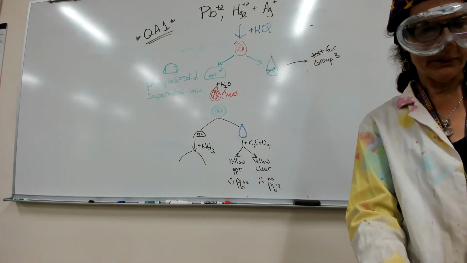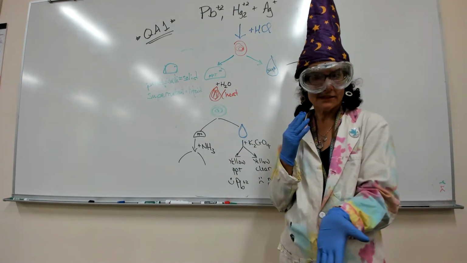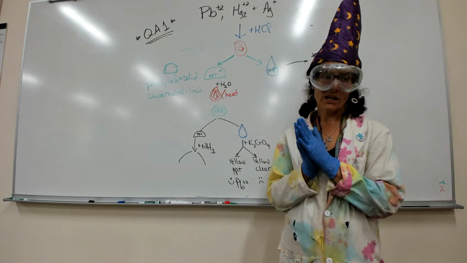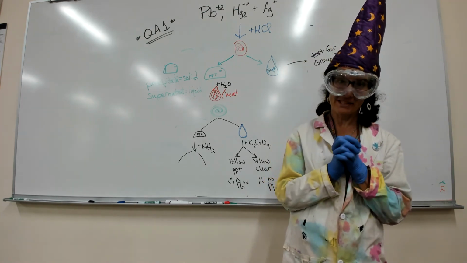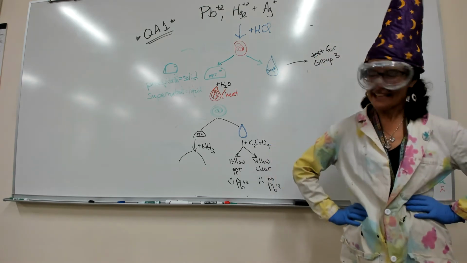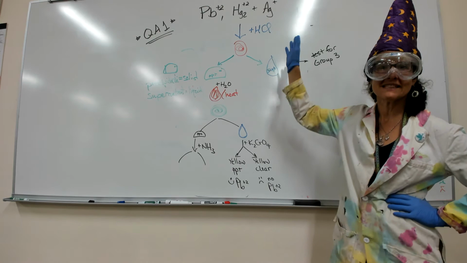So our sample had lead, mercury, and silver. Although the one sample did not have any lead and did not have any mercury, but it did precipitate. So if you've ruled out the lead and you've ruled out the mercury, it must have silver.